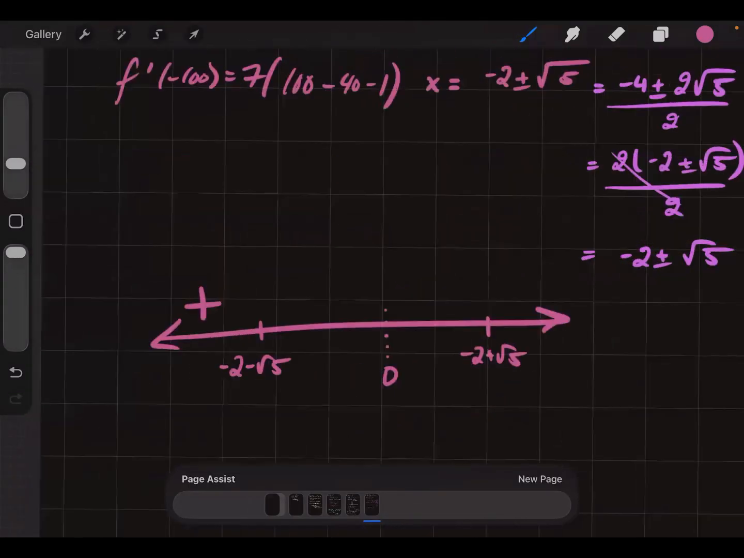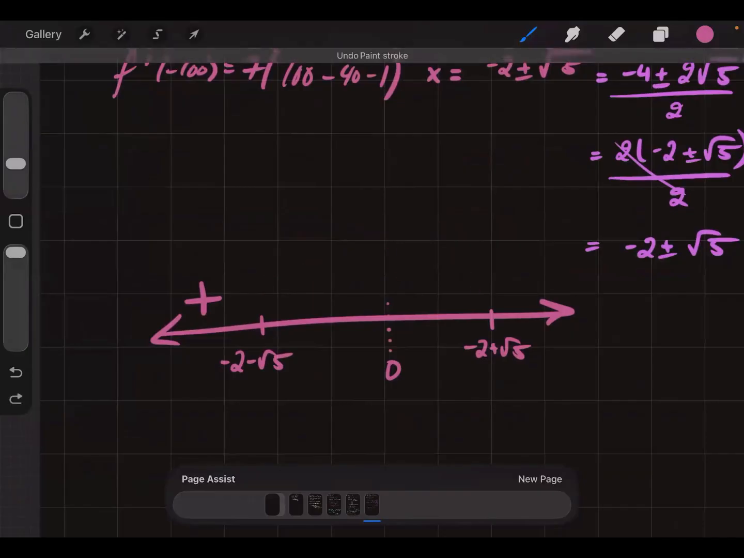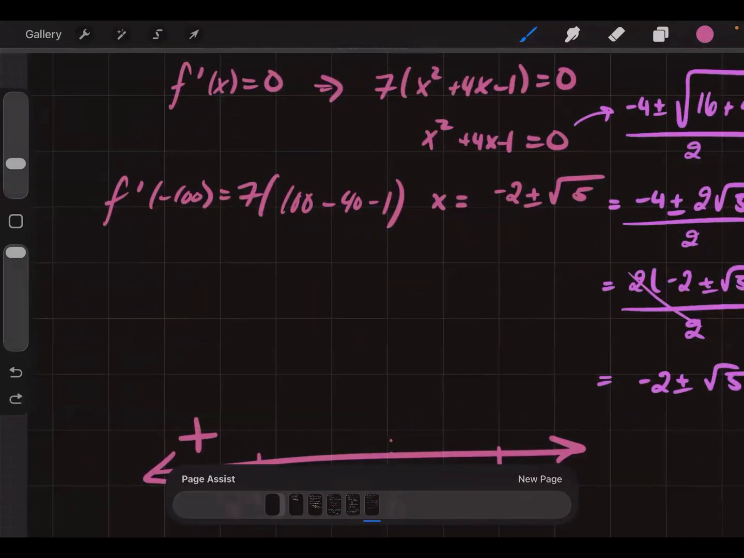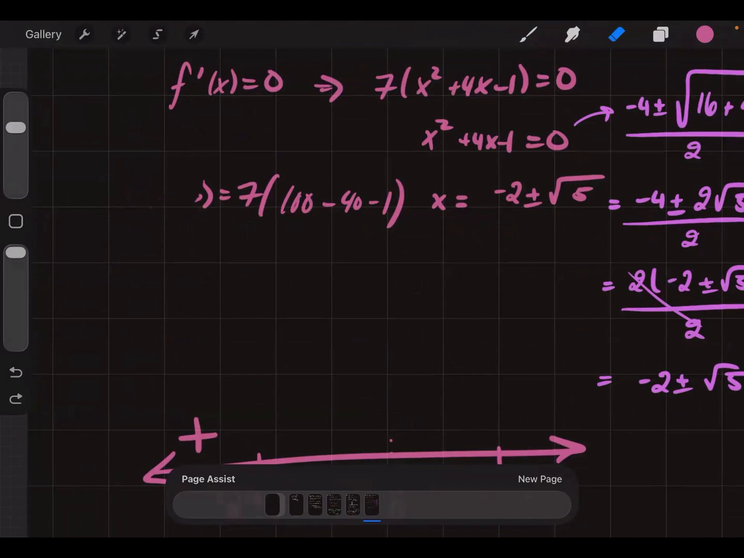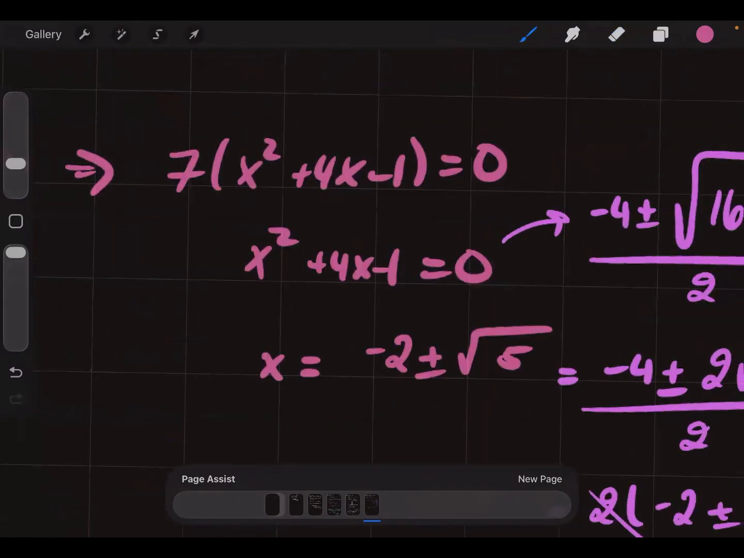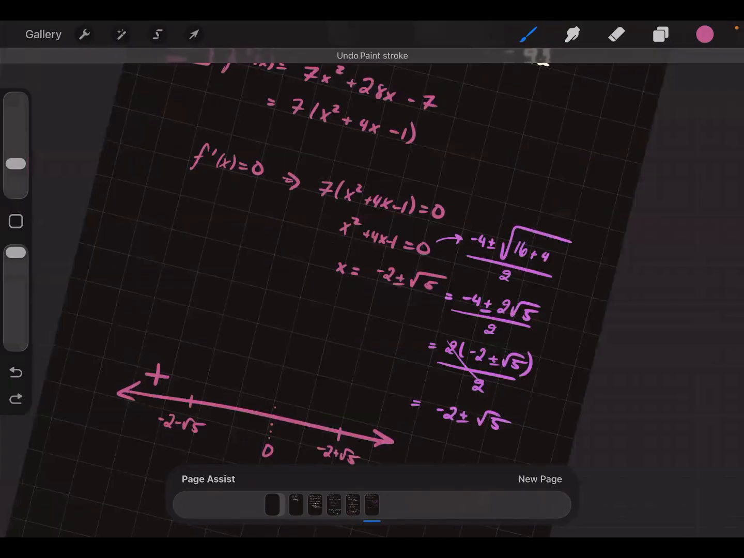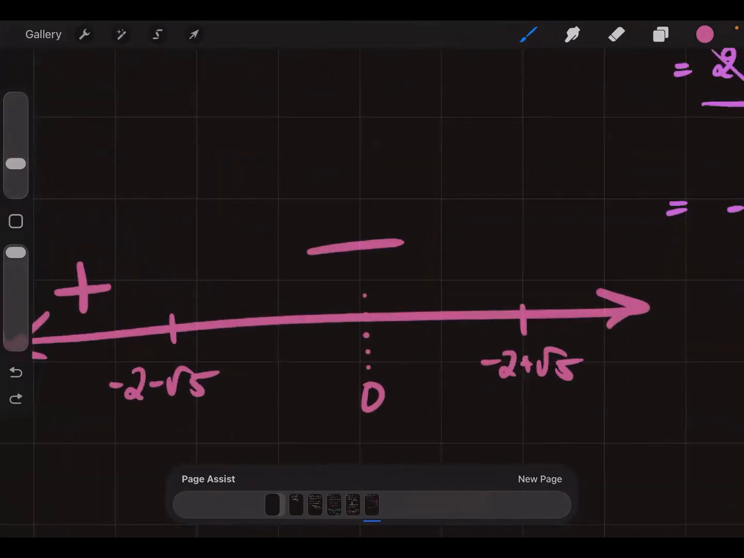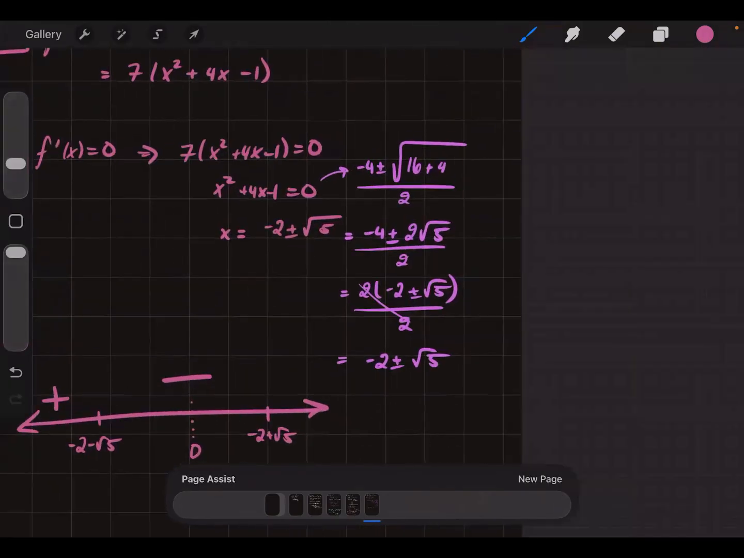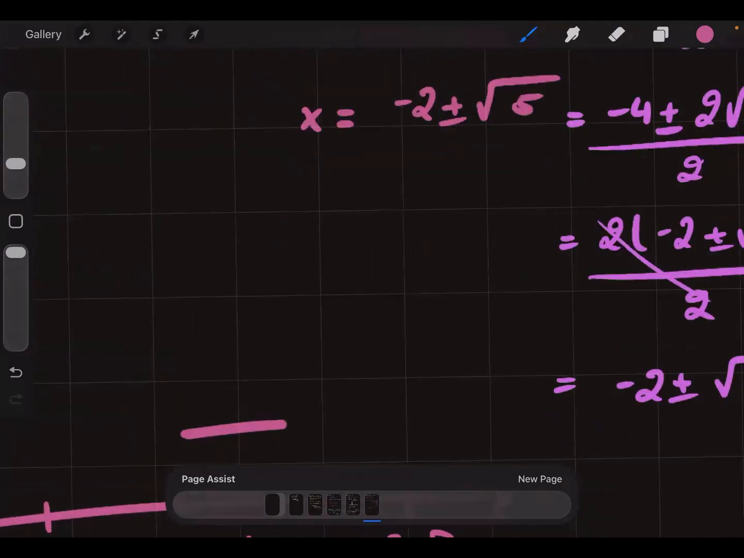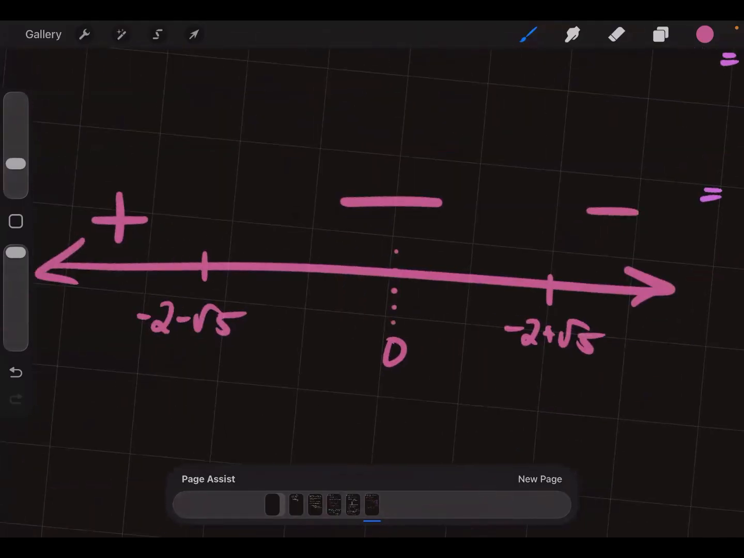All right. Next, I'm going to choose a number in between. 0 is not a critical value, so you can actually just choose 0. I'm going to say f prime of 0, which is going to be positive 0, 0, negative. So that's going to be negative. And then I'm going to do a very big positive number, and that's also going to be positive on this side. Okay?